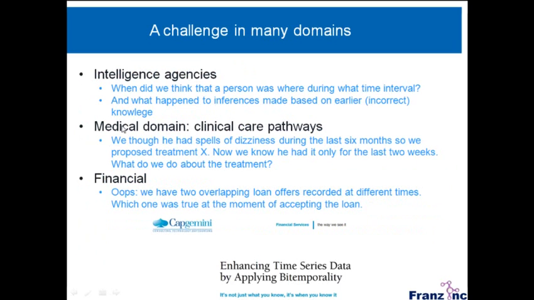Or you might look at the medical domain. Here we had a patient with a spell of dizziness during the last 6 months, so we proposed treatment X. Now we know that he had it only for the last 2 weeks. So what do we do about the treatment?